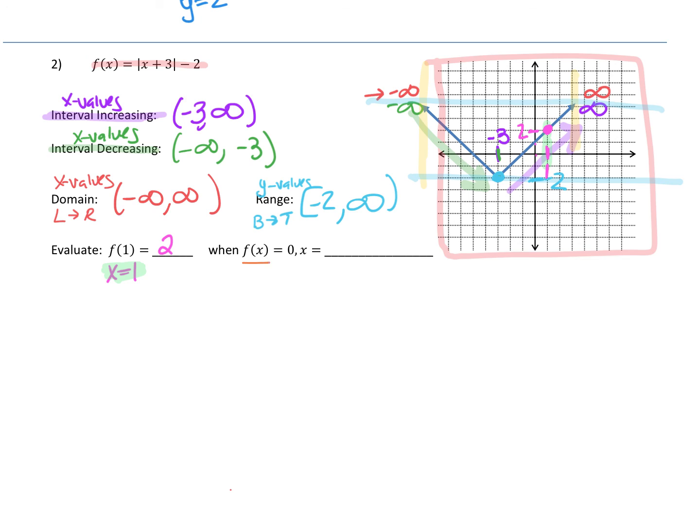Now they're telling me f of x equals 0, meaning y equals 0. And what does x equal? So if I go to where y equals 0, well, y equals 0 everywhere along this x-axis that I'm highlighting in orange. So I see 2 spots along the x-axis, here and here. And those are where y is 0. So I see -5 and 1 are the 2 spots where x is equal to when y is 0. So it's saying when y is 0, what is x equal to? It would be -5 and 1.